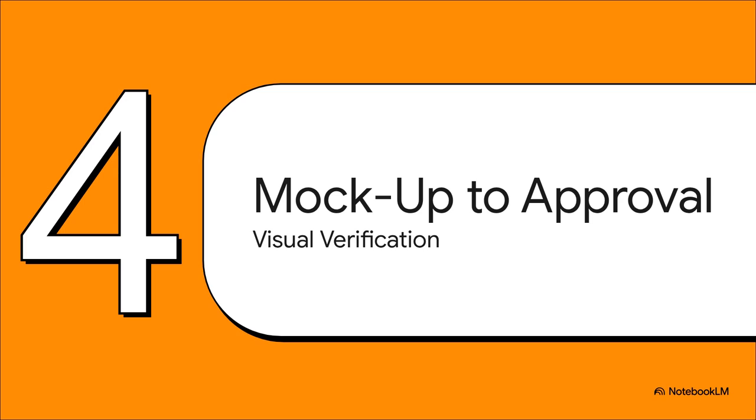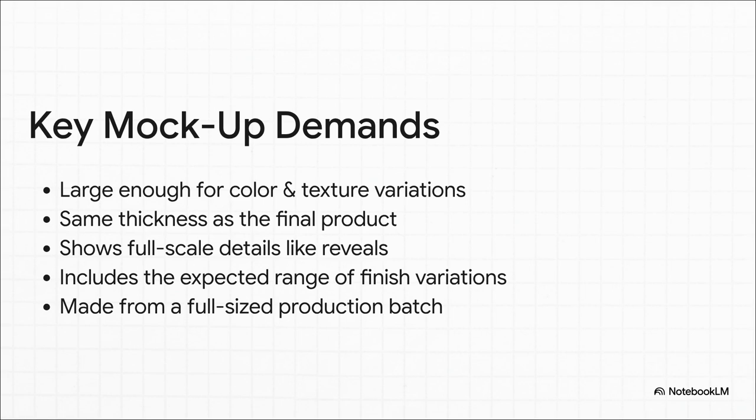All right, let's shift gears and talk about how this all plays out in the real world. This is where those larger samples, the mock-ups, get put in front of the architects and engineers to get that final official sign-off. Now, a mock-up that's used for visual approval has to meet some pretty specific demands. It's got to be big enough to actually show the real variations in color and texture that you'd expect to see. It needs to be the same thickness as the final product and show details like reveals at their actual size. And this is crucial. It needs to represent the full range of the expected finish, not just the absolute perfect version. Oh, and it has to be made from a full-size production batch to be a true representation.